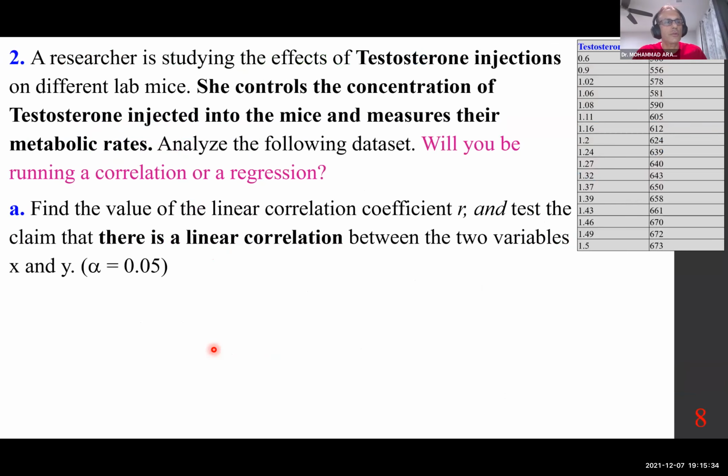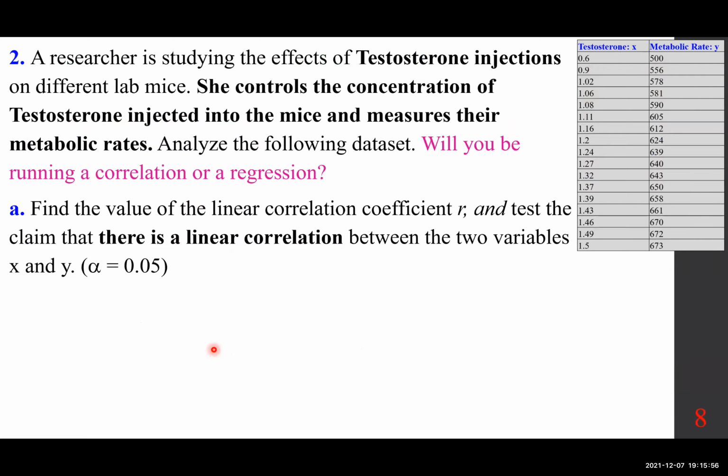Could somebody read this question, please? A researcher is studying the effects of testosterone injections on different lab mice. She controls the concentration of testosterone injected into the mice and measures their metabolic rates. Analyze the following data sets. Will you be running a correlation or a regression?